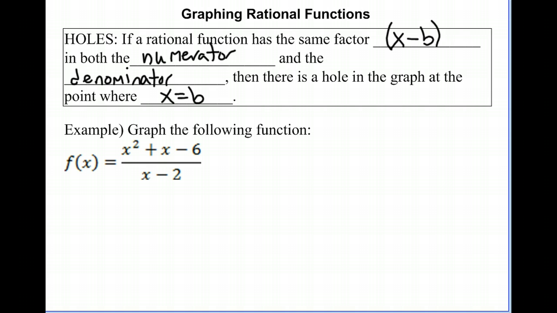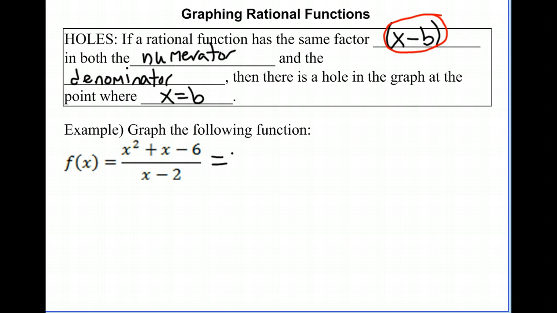So let's first look at this particular function here. We've got x squared plus x minus 6 over x minus 2. So what we need to do first is go ahead and factor it. That is going to be step 1. Something like, when in doubt, factor it out. Because we need to look for something of this form. We need to look for a linear factor. So we need to factor this thing out to see if there's anything common.